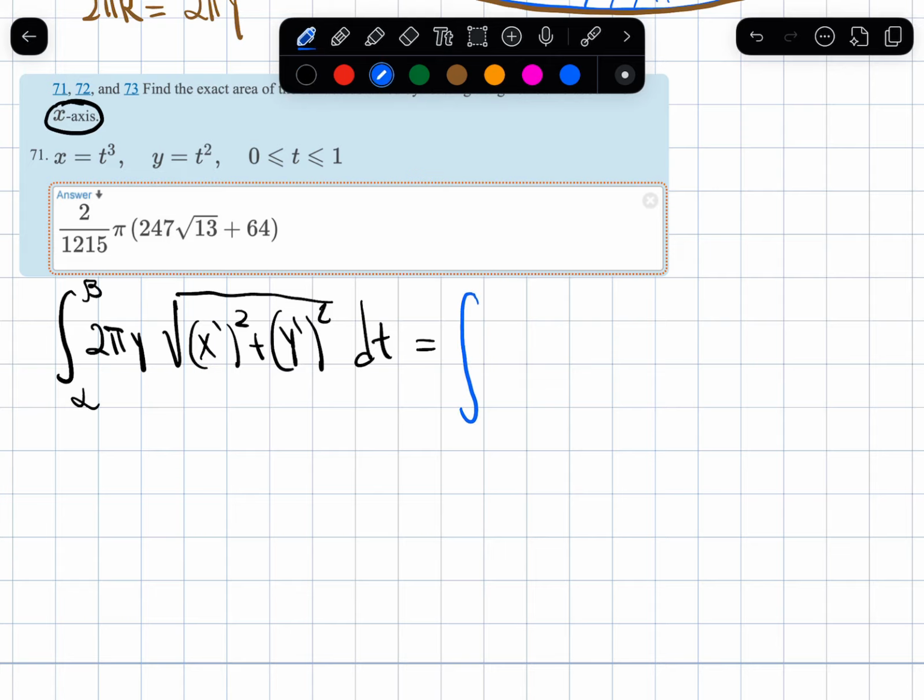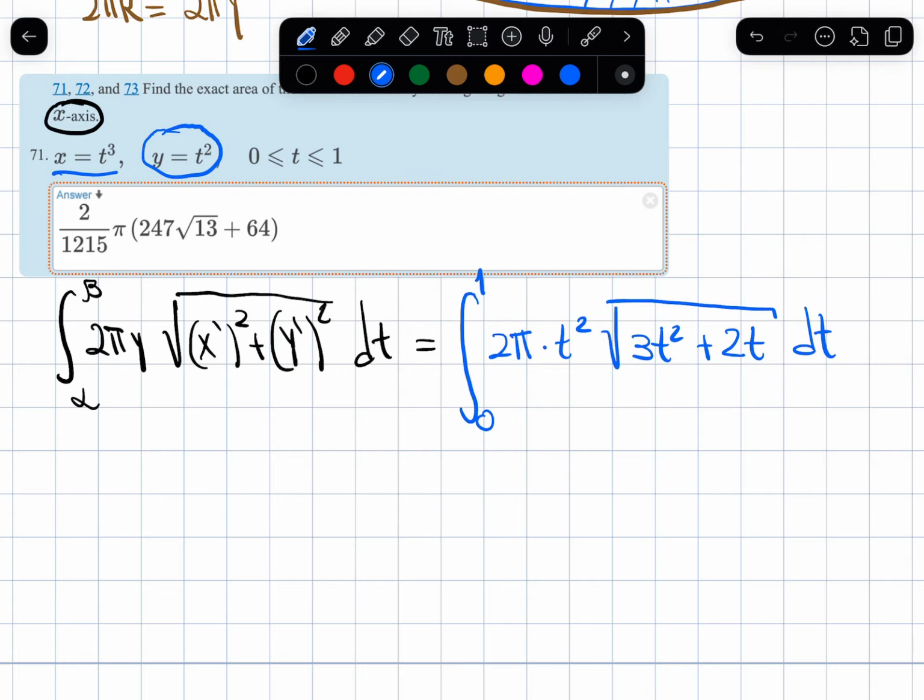So for us this will be 2 pi, where y is t squared, the integral from 0 to 1, and the root is x prime, so 3t squared plus y prime, so 2t, dt like so. So I have to solve this integral. Don't worry about this 2 pi. This is a constant. I get to write it outside of the integral. Just gotta pay attention that I don't forget about it until the end.